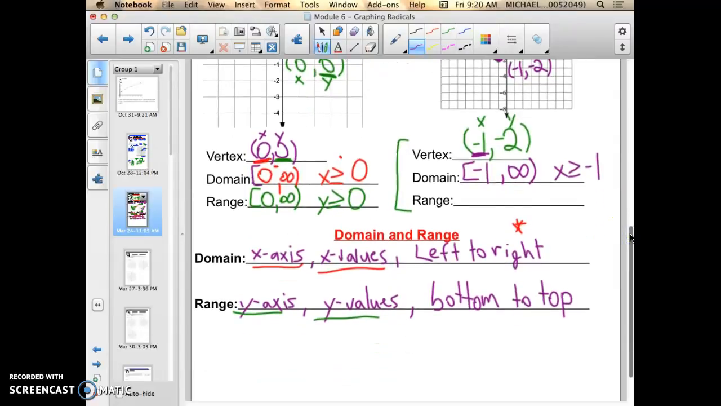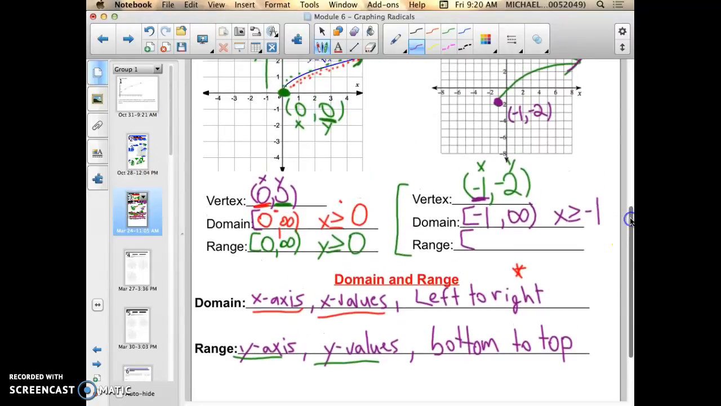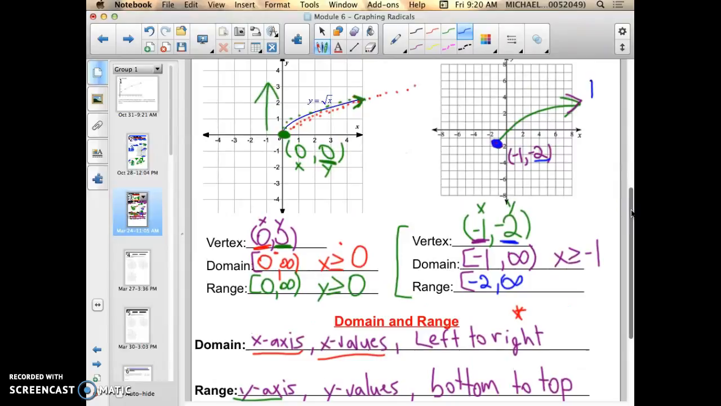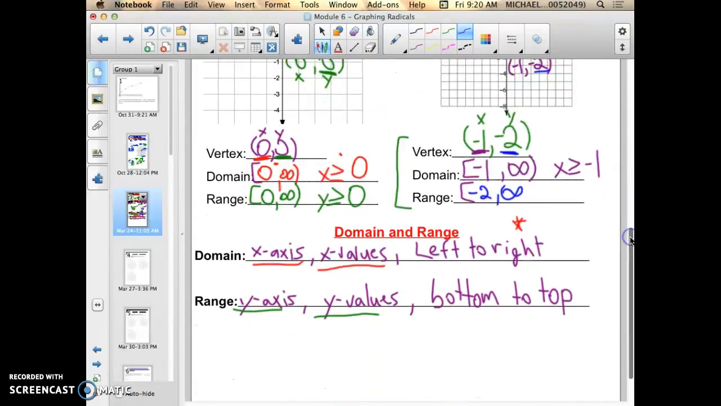In the range, it's similar. I have to include the lowest point. In this case, the lowest point is still this dot, but I don't care about the x values anymore. I care about the y values for the range. And so the lowest, the bottom, the floor, is the y value. And it includes it because that dot is closed, so it's negative 2. And it still goes on and on forever in the upward direction as well. So it goes to infinity.